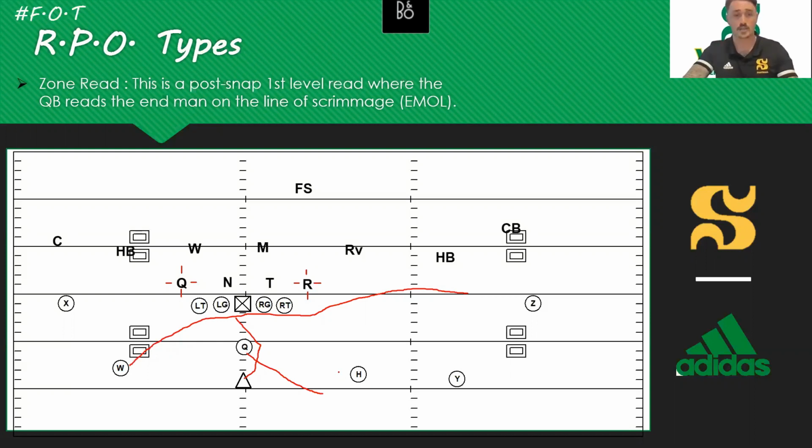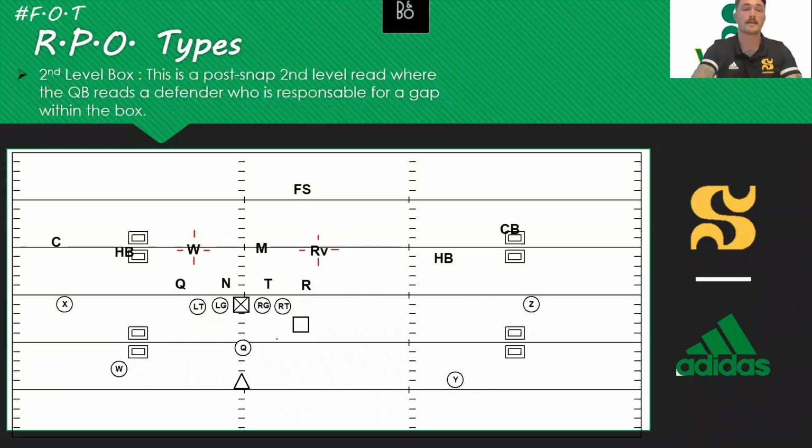Again, guys, I'm not going to talk too much specifically about the techniques of the offensive linemen here, the action with the quarterback and the tailback, how the quarterback reads the defensive end, when to give, when to pull. I'm just going to basically talk about these types. Okay. The second type that we're going to talk about is a second level box defender. Typically this is a post snap second level read.